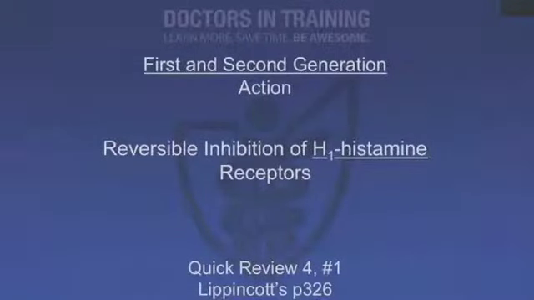Whether first generation or second generation, the action is the same. It's inhibition of the H1 histamine receptor. Okay, we distinguish the H1 histamine receptor from the H2 histamine receptor because the H2 histamine receptor is involved in gastric acid production. So H2 antagonists help relieve gastric acid secretion in excess. These drugs are antihistamines at the H1 receptor.